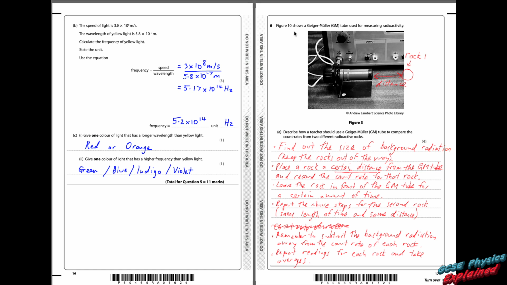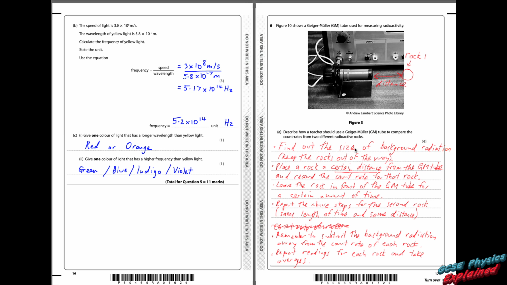Question 6. Figure 10 shows a Geiger-Müller tube, it's a GM tube, used for measuring radioactivity. Describe how a teacher should use a Geiger-Müller tube to compare the count rates from two different radioactive rocks. I've got a nice video on this on my channel, so click the link above if you'd like to check that out. Right, so what we need to do is pop a rock here at a certain distance, and we'll find out how much radiation's coming off the rock and going into the counter. Every time a piece of radiation goes into the counter, you'll hear a little click.